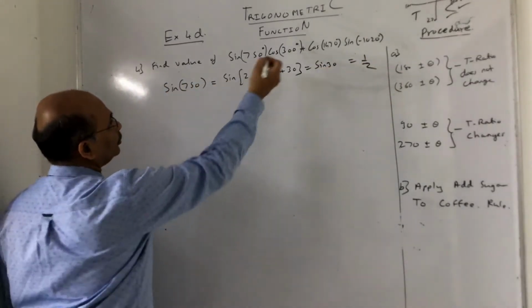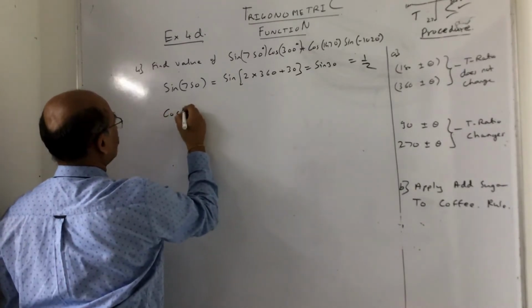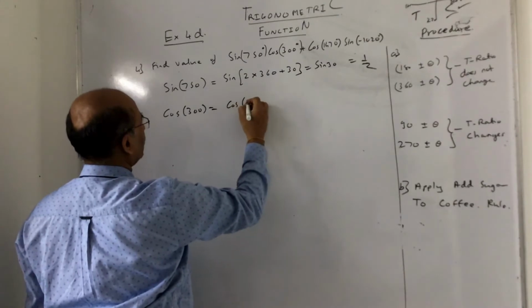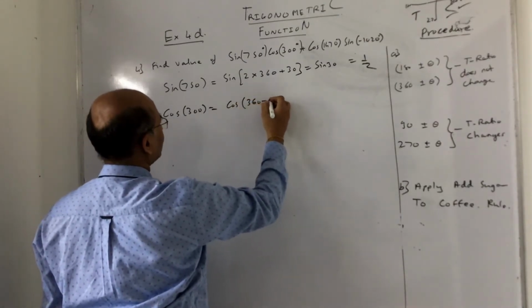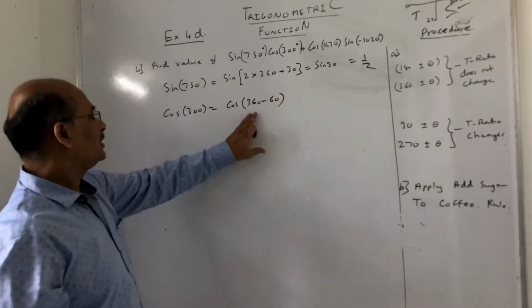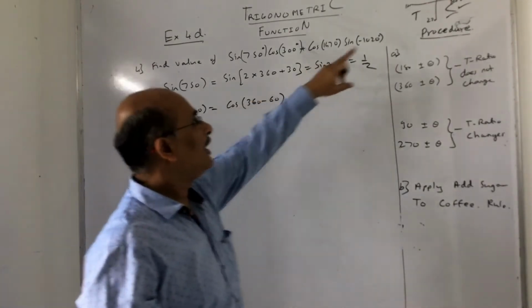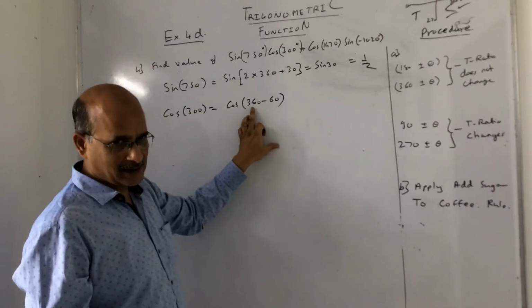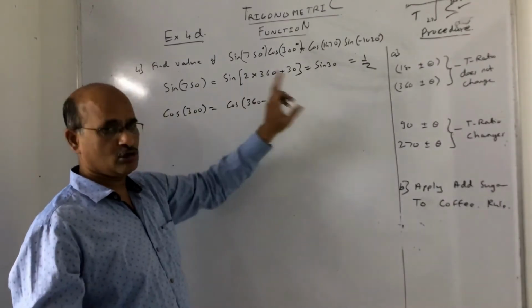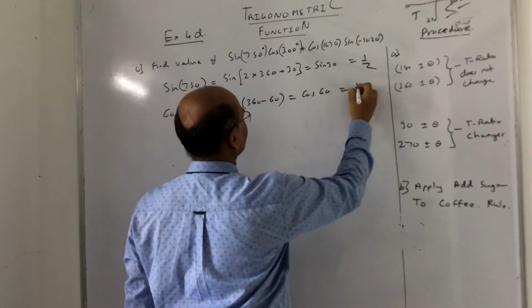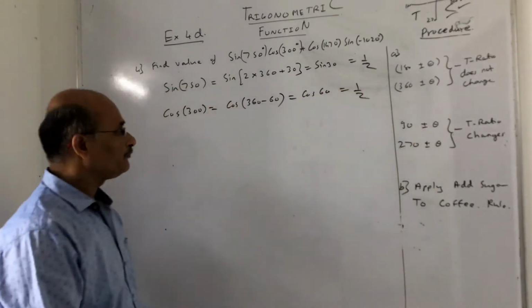Similarly, let us get to cos 300. So cos 300 is equal to, now this is a simple working, that is 360 minus 60. Remember this, 360 minus 60 is 300. In the fourth quadrant cos is positive, add sugar to coffee rule, and the ratio remains the same because of 180 and 360, which is nothing but cos 60. What is cos 60? This is also half.